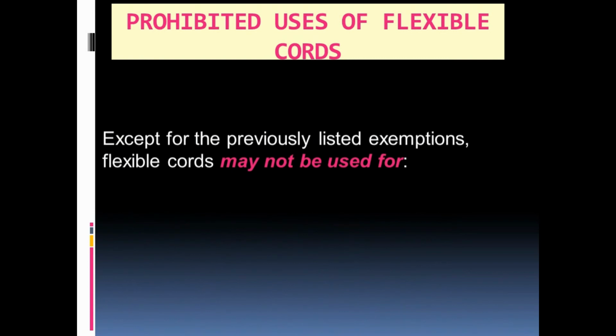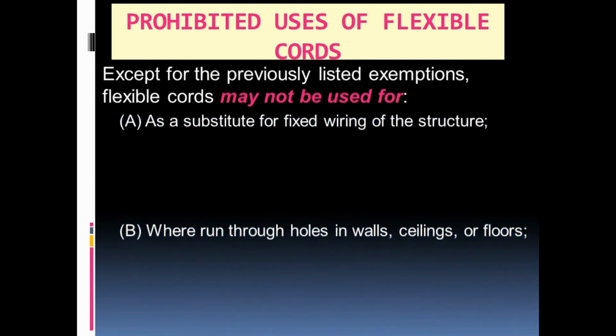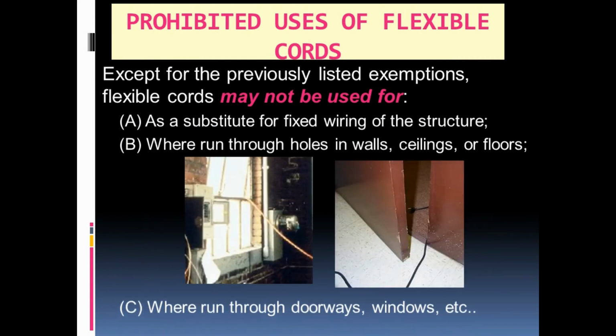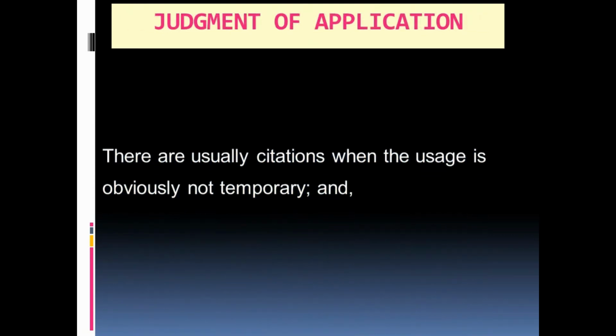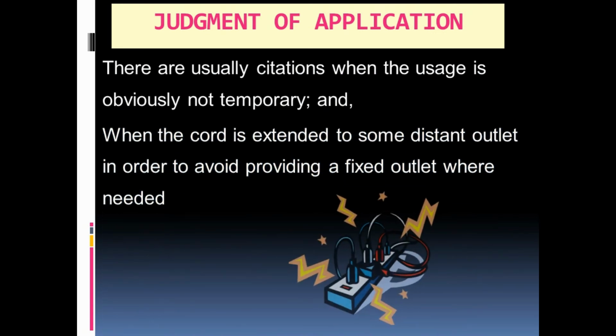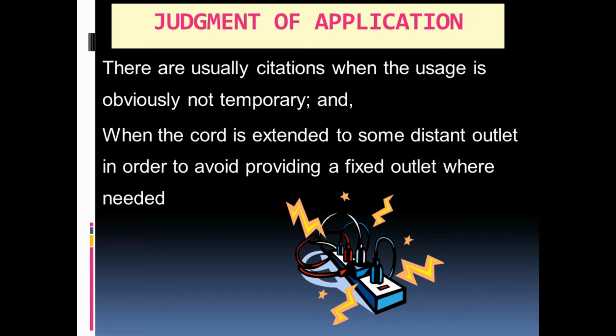Prohibited uses of flexible cords. Except for the previously listed exceptions, flexible cords may not be used: A, as a substitute for fixed wiring of the structure; B, where run through holes in walls, ceilings, or floors; C, where run through doors, windows, etc. In application, there are usually citations when the usage is obviously not temporary and when the cord is extended to some distant outlet in order to avoid providing a fixed outlet where needed.